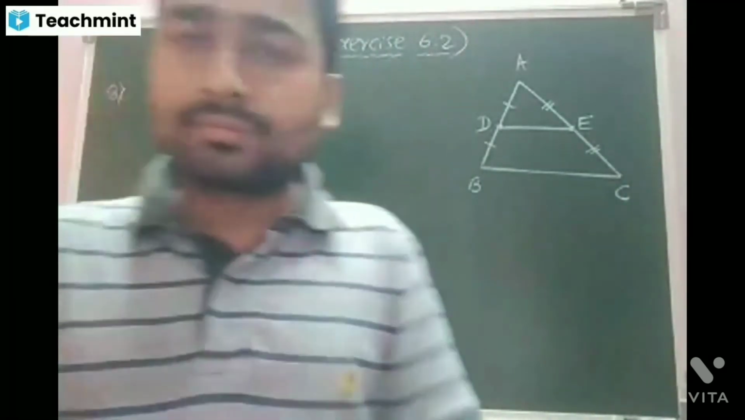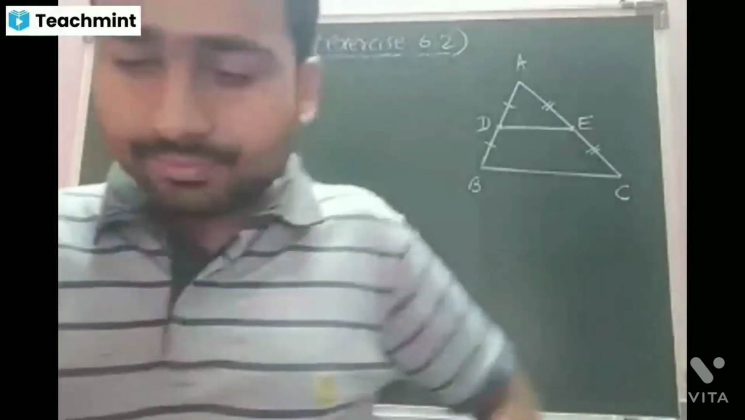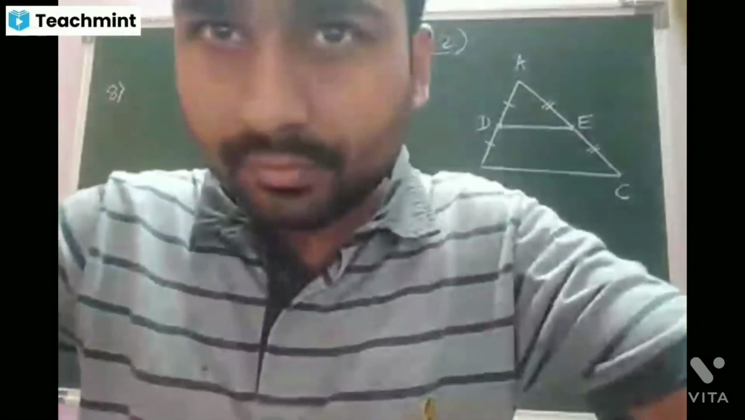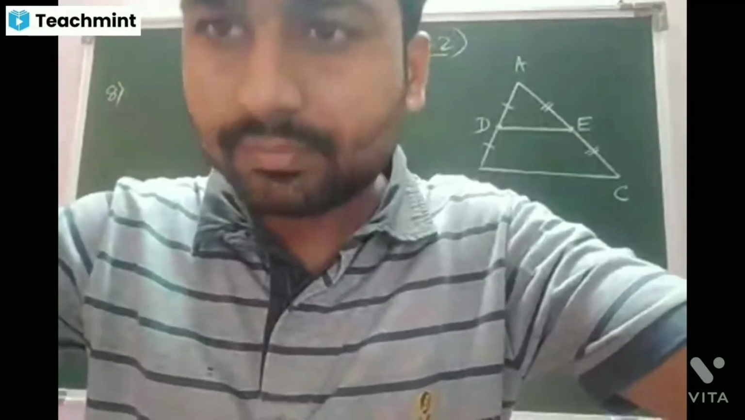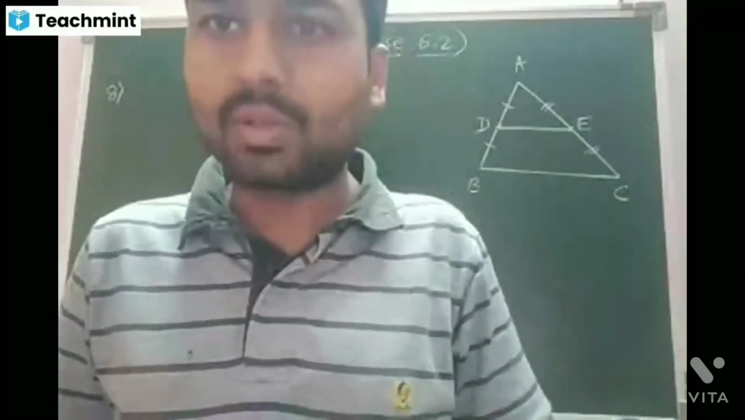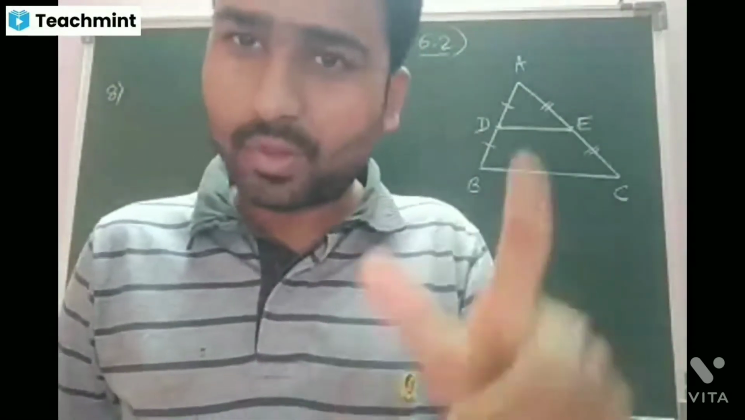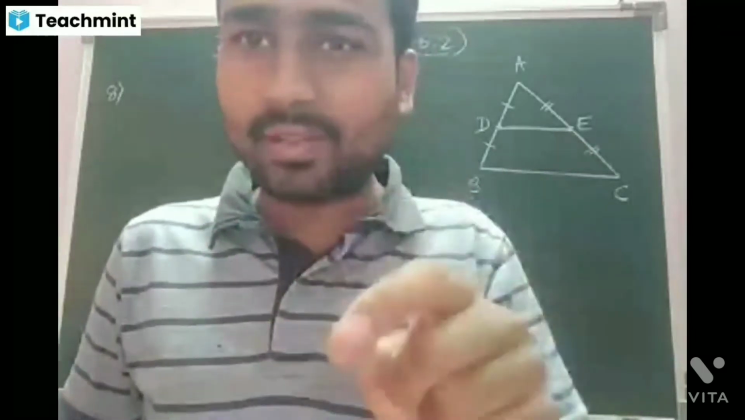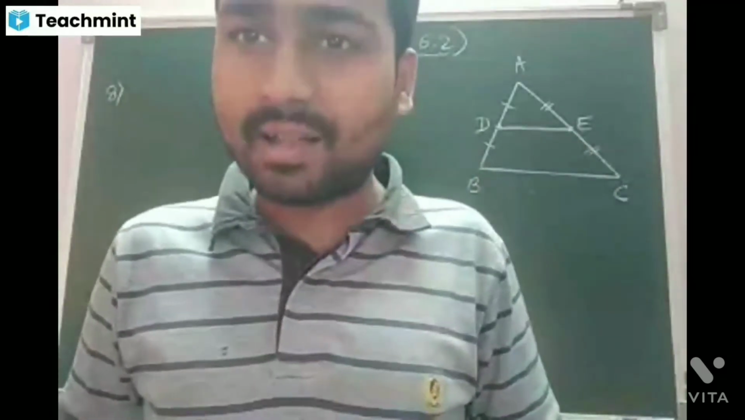Using theorem 6.2, prove that the line joining the midpoints of any two sides of a triangle is parallel to the third side. Recall that you have done it in class 9. Okay, beta, they have given that in the bracket there.